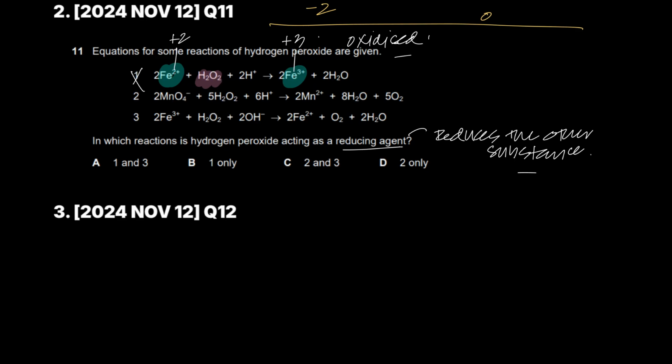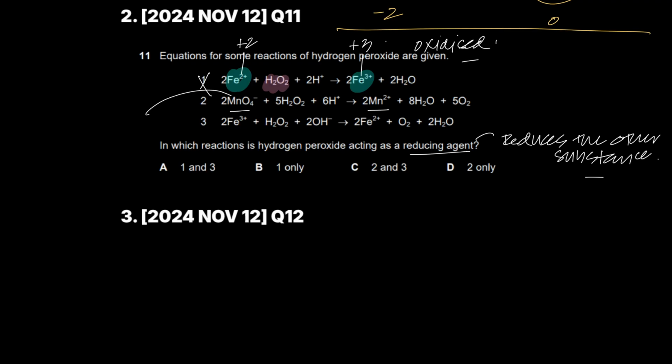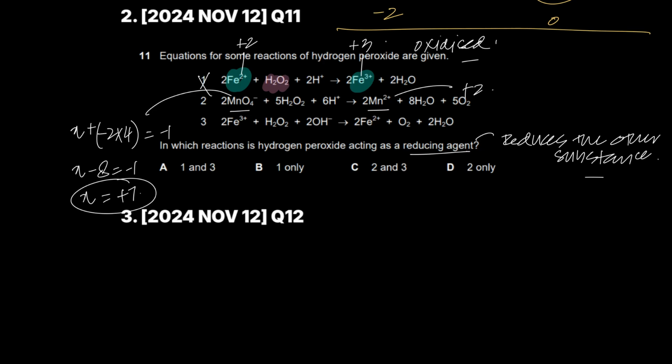Look at H2O2. What is it doing? You have MnO4 minus here and you have Mn2 plus here. What's happening to MnO4 minus? You can calculate the oxidation state. Mn is X, oxygen is minus 2, times 4. Overall oxidation state is minus 1. X minus 8 equals minus 1. X equals plus 7. So Mn is plus 7 in MnO4 minus. And here how much is Mn? Mn is plus 2. So you are going from plus 7 to plus 2. What is happening to Mn? Sir, MnO4 minus is being reduced.